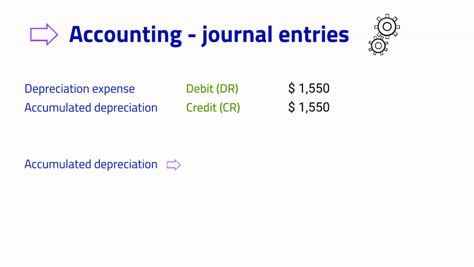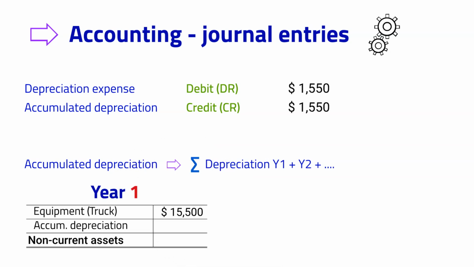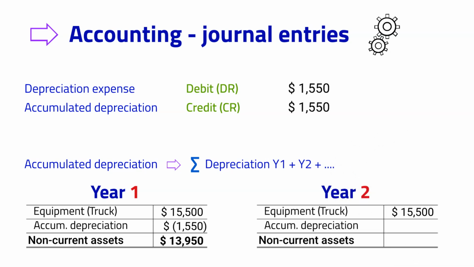Accumulated depreciation is a contra asset. It sits under the truck on the balance sheet, reducing carrying amount. Every year you will expense 1,550 and increase your accumulated depreciation by it. So, in year 2 you will have a total of 3,100 decrease in the value of the asset, which will now be 12,400. This amount is called net book value or NBV.